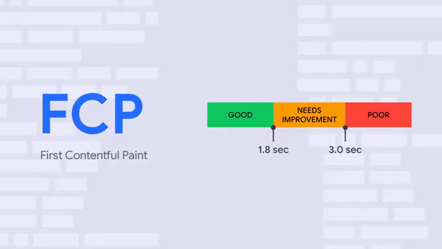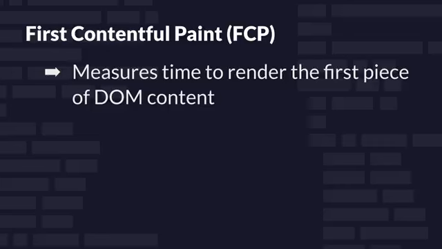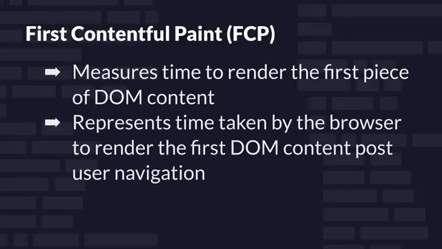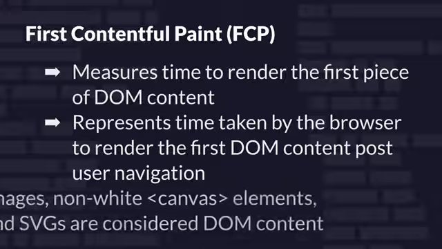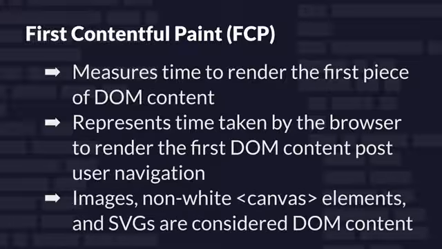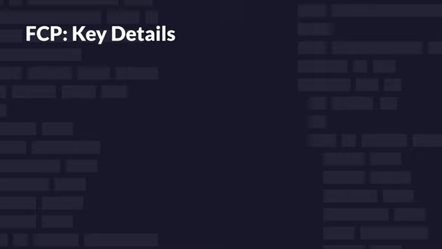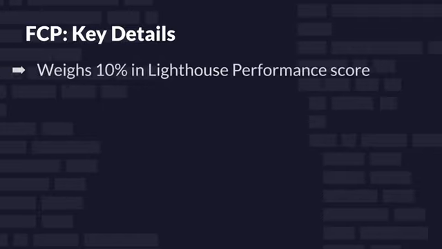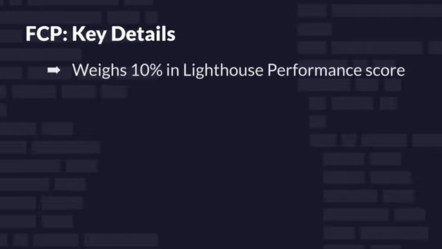Another performance opportunity is first contentful paint. This measures the time to render the first piece of the DOM content. It represents the amount of time it takes the browser to render the first piece of DOM content after a user navigates to your page. Images, non-white canvas elements, and SVGs on your page are considered DOM content. This is 10% of the Lighthouse performance score.